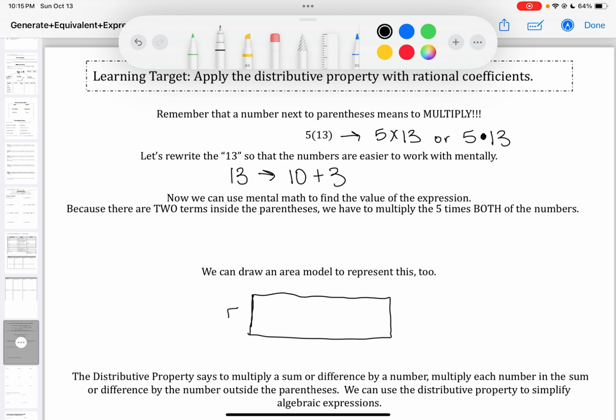My 5 will go right here because there's nothing in the tens place for 5, so it's just one number. And then I can split this in half and have 10. Whoops, that's not where the 10 will go. 10 right here, and then 3 right here. So 5 times 10 is 50. 5 times 3 is 15. If I were to add those together, I would get 65. That is how we just multiplied 5 times 13.